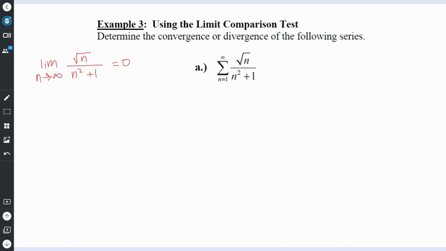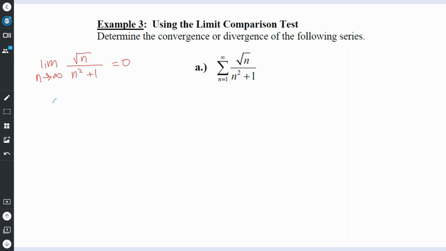Integral? Too complicated. I can't use u-substitution. I can't use long division. I can't use trig or integration by parts or partial fractions. We didn't learn how to integrate this, so we've got to use something else. Is this a p-series? No, it's not in the form of a p-series, so what are we stuck with? The comparison.